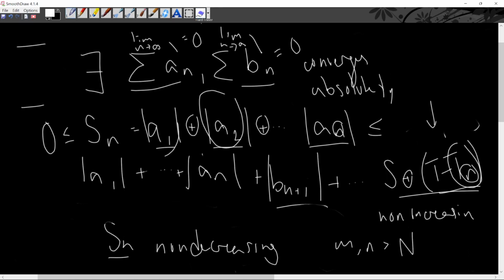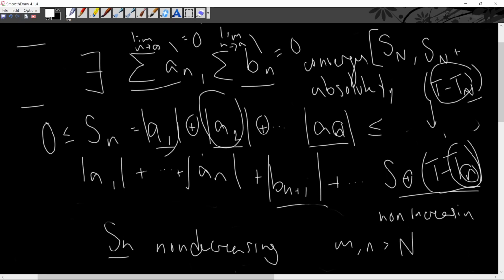If we have s sub n, again, n is just some arbitrary value. This is the interval, or the range of possible values, s sub n to s sub n plus t minus t sub n. As this n increases, that means that this is becoming closer to 0, right? So this range is constricting, right?